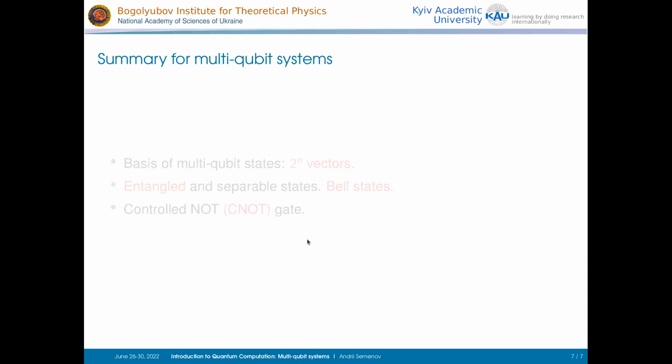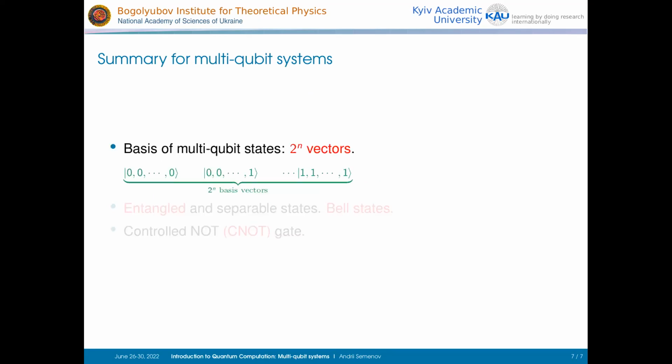Okay, now I'm finishing this part of my lecture. For summary, this is what we should now understand and study from this part. First of all, the basis of multi-qubit states. This is 2 to the n vectors, actually a huge number of vectors. In order to describe an arbitrary state, you need 2 to the n complex numbers.